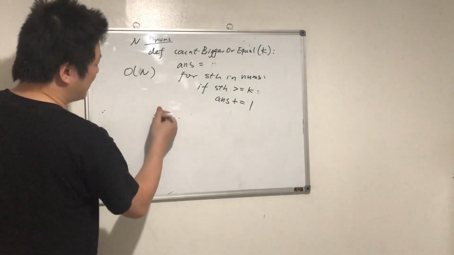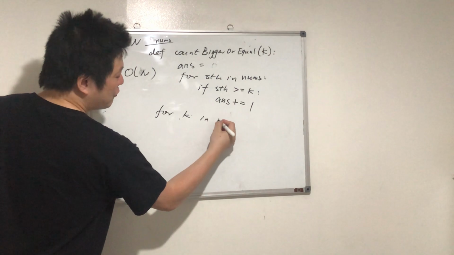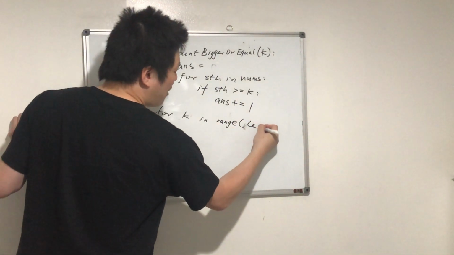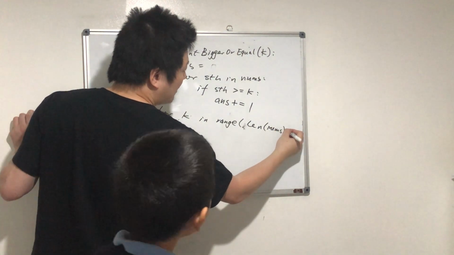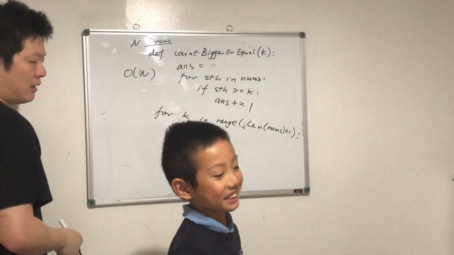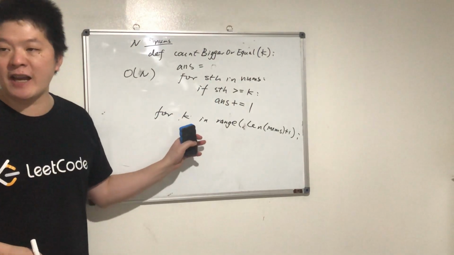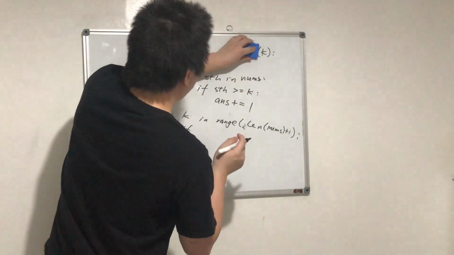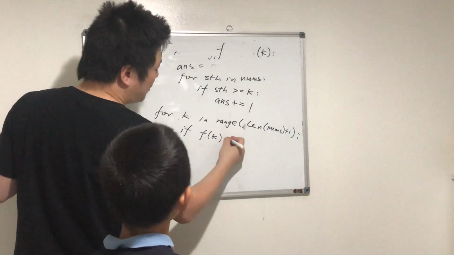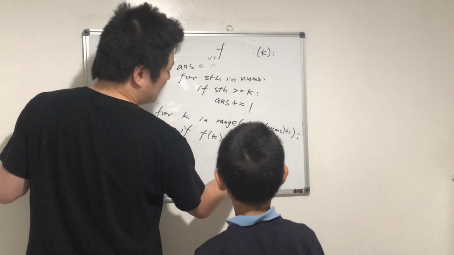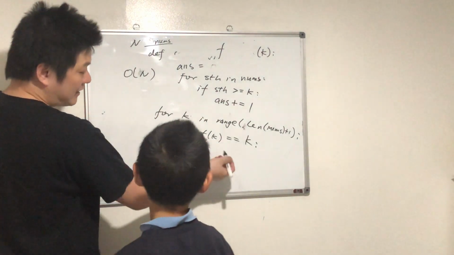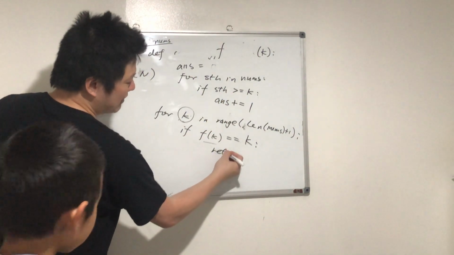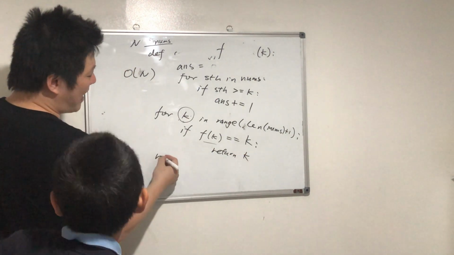Because if we do the brute forcing, we just do this: for k in range, to the length of nums plus 1. Yes, nums. We want to brute force the k, right? Let's call this function just f. If f(k) equals k, where f(k) means the number of elements which are bigger or equal than k, return k. And otherwise return -1.